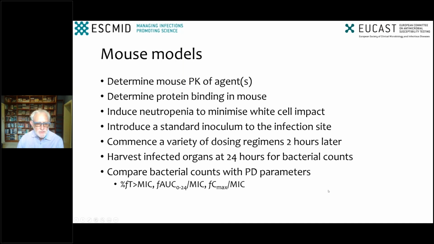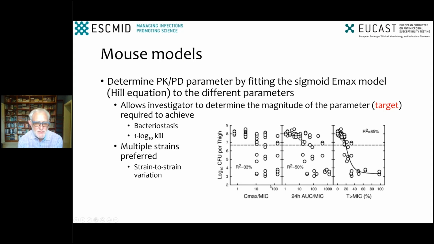And here then you're able to compare the dosage regimens and the pharmacokinetics with the pharmacodynamics, which is the killing of the bacteria, against the 3 known pharmacodynamic parameters, which are percentage of time free drug concentrations exceed the MIC, or the AUC over 24 hours divided by the MIC, or the peak divided by the MIC. So those are the 3 known parameters associated with bacterial killing in vivo.